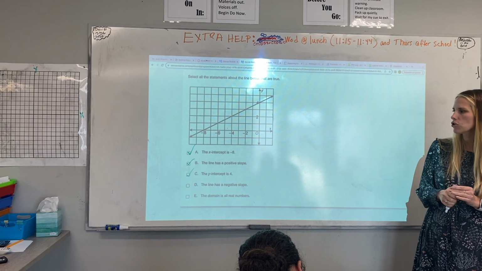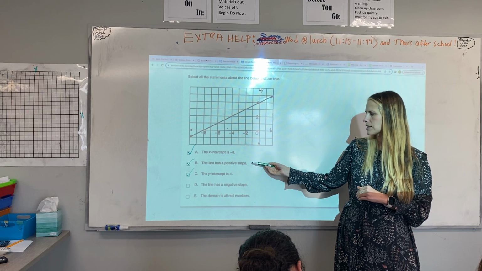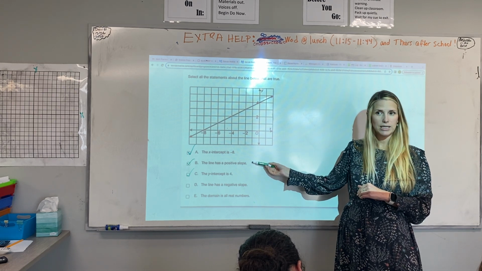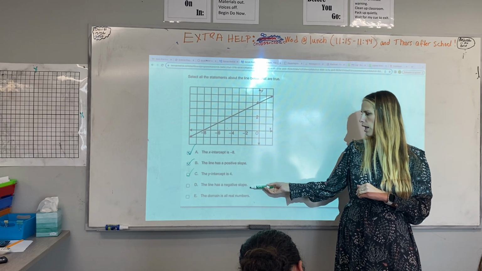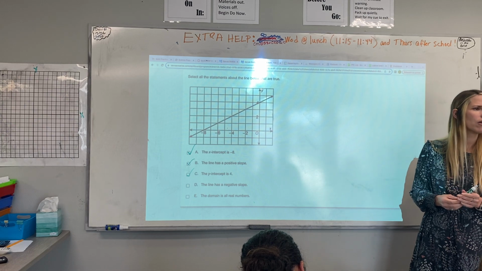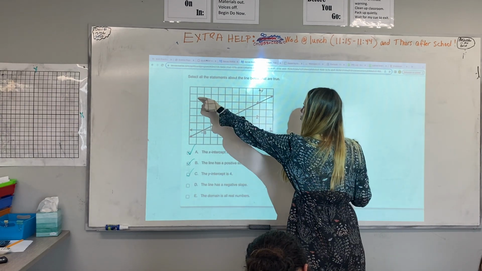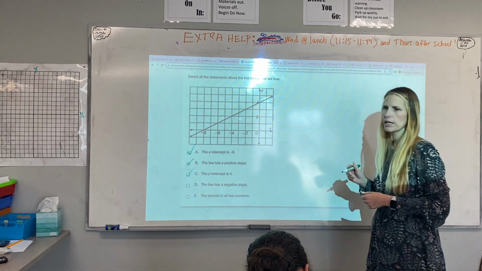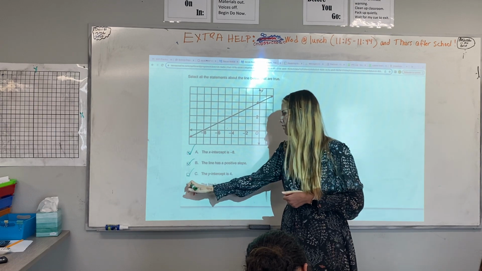Okay. Let's look back here at choice B. It says the line has a positive slope, and we said that was true. So the line has a negative slope. What would that have to be? False. Because a negative slope from left to right goes downward, like you're biking down a hill. So we're going to say that's false.